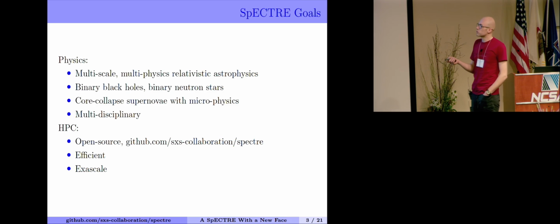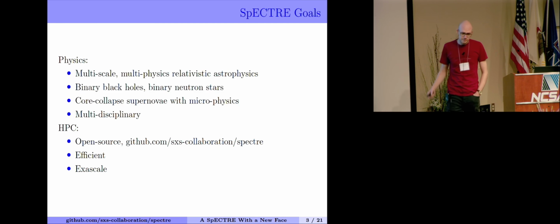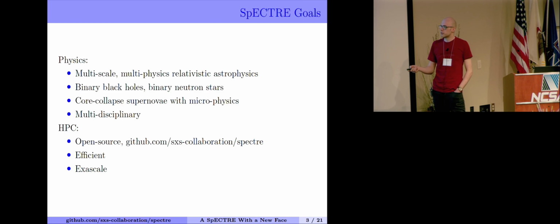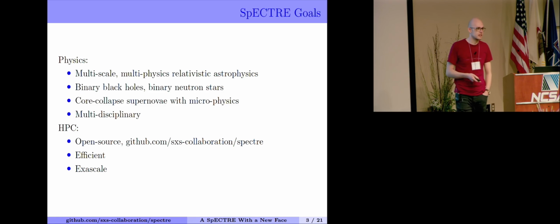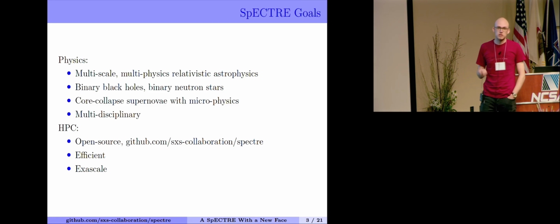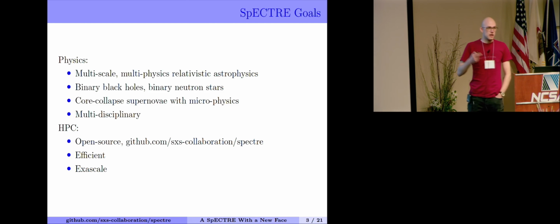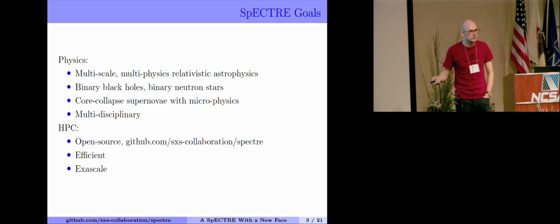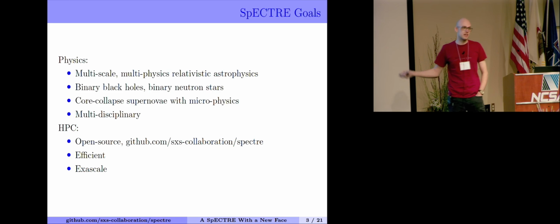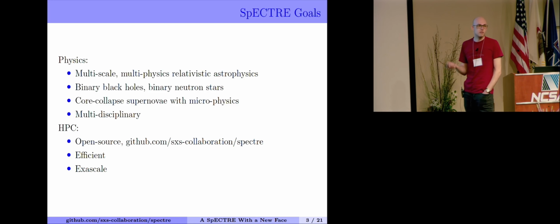One of the main things we've been working on over the last year is taking our private toy code and making it open source, available on GitHub. The big targets are that it needs to be efficient, and we need to get to exascale. When we work with experimenters and they make a detection, they need us to do a binary black hole simulation in about 3 days. The current state of the art is 3 months, so we need to get that down, and the only way is by scaling our codes up.